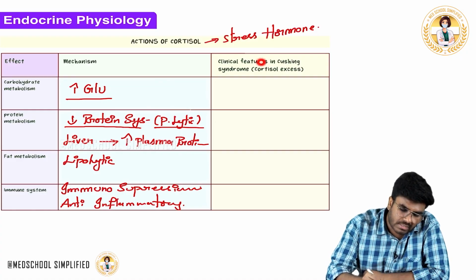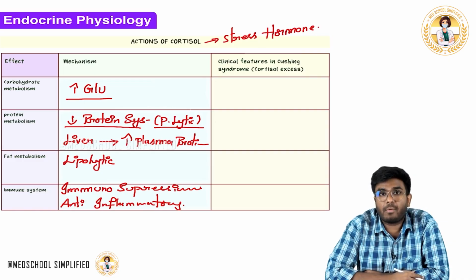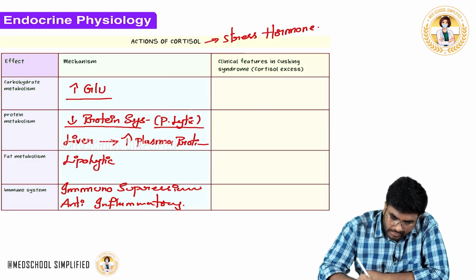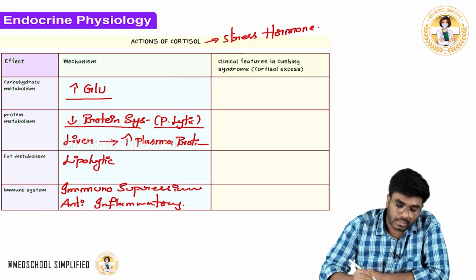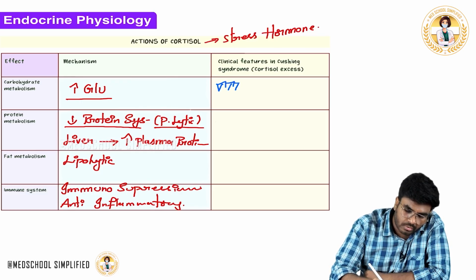But right now, let us discuss Cushing syndrome, that is the cortisol excess. When you have an excessive amount of cortisol, what will happen? Continuously, 24/7, cortisol is there. Now this cortisol will increase the blood glucose level so much that it will cause diabetes mellitus.